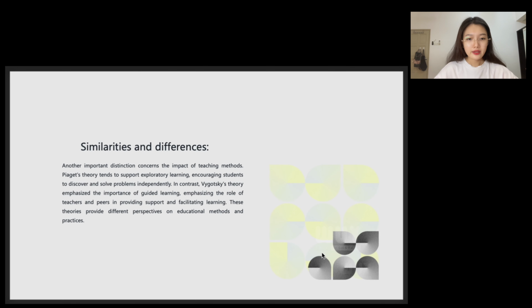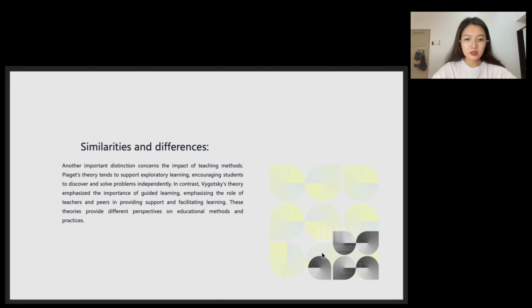Furthermore, there is an important distinction regarding the impact on teaching methods. Piaget's theory tends to support exploratory learning, encouraging students to discover and solve problems independently. In contrast, Vygotsky's theory emphasizes the importance of guided learning and the role of teachers and peers in providing support and facilitating learning. These theories provide different perspectives on educational methods and practice.